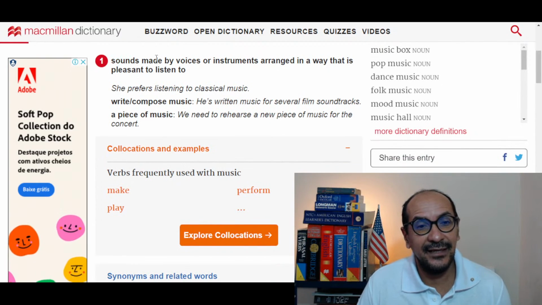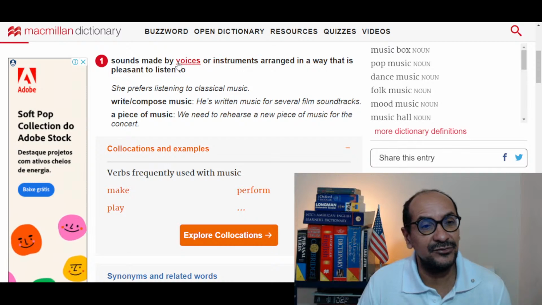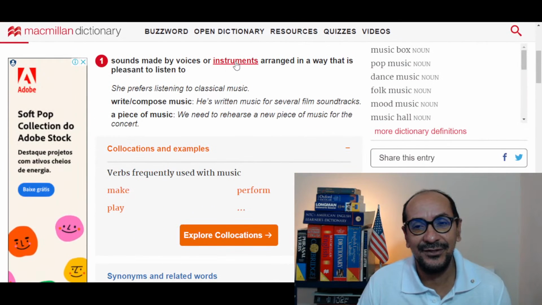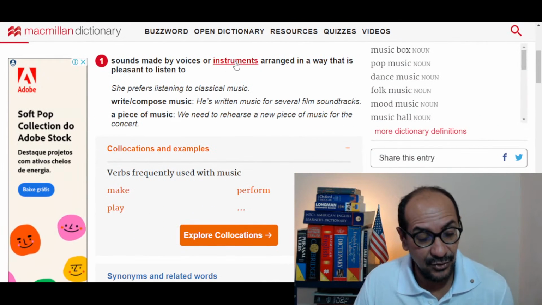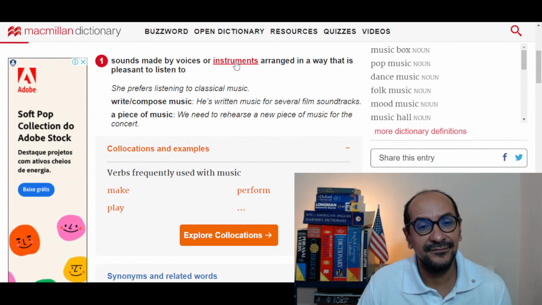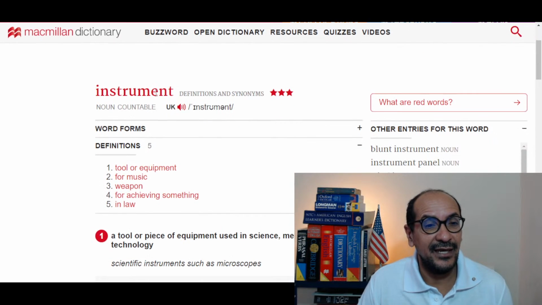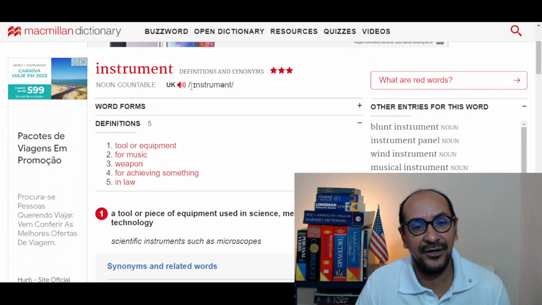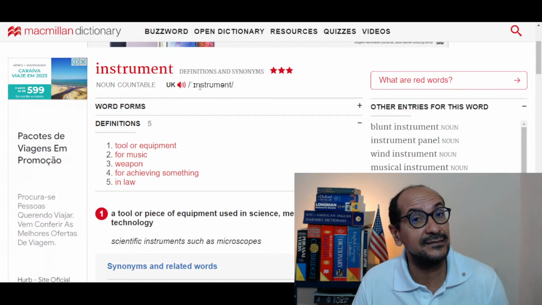For example, as we're talking about the word music, let's get the word instrument. Instrument or instruments is a transparent word. So I'll click, and then we go to instrument. Here again, when you say instrument, remember that this symbol at the very beginning means that this is the stressed syllable.